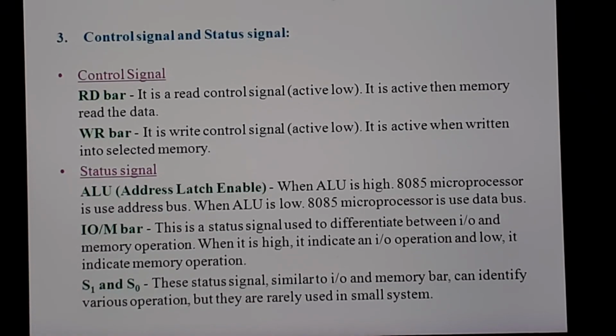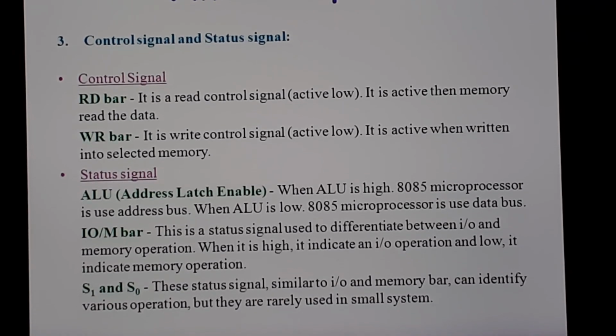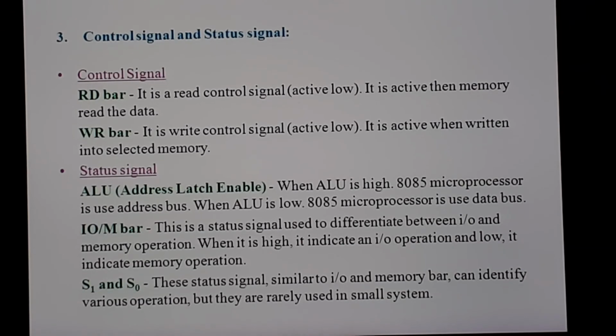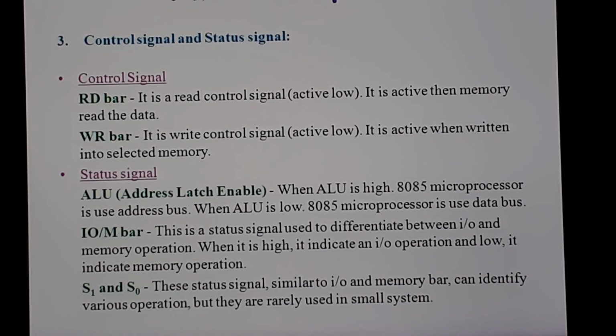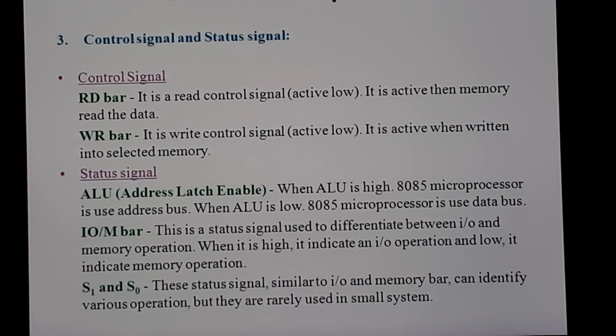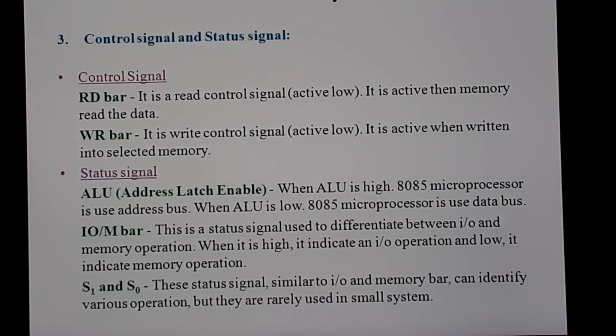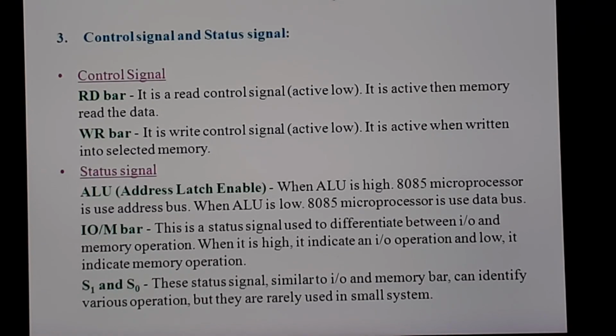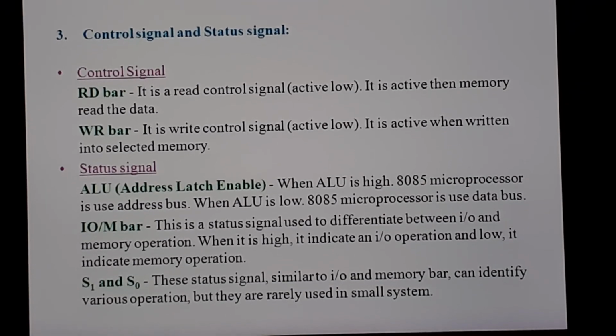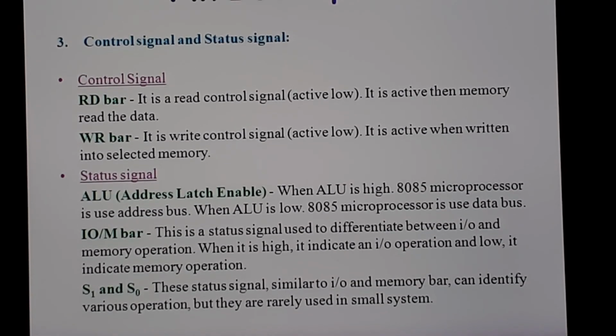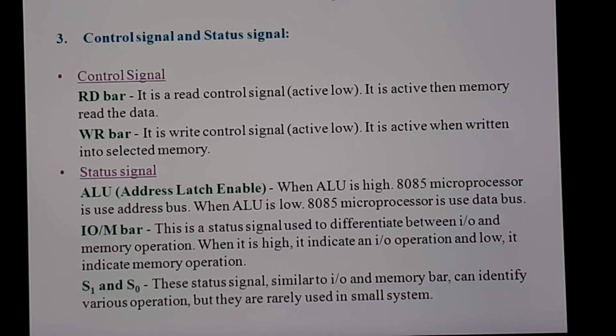Now the next is WR bar, which stands for write bar. The same points again: first, it stands for write control signal. It is also an active low signal. Second, the previous RD bar signal is used to read the data, and this will write into the input output device or memory device. So the RD bar signal will read from the memory or IO device, and this will write into the IO or memory device.